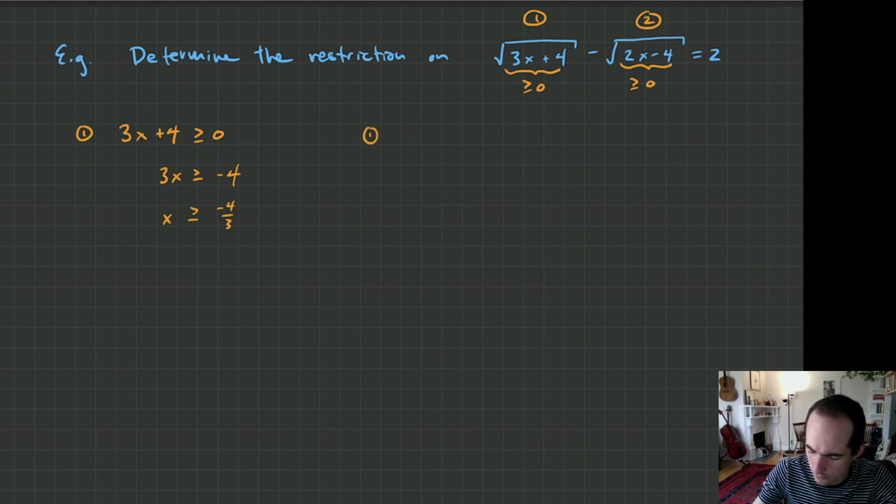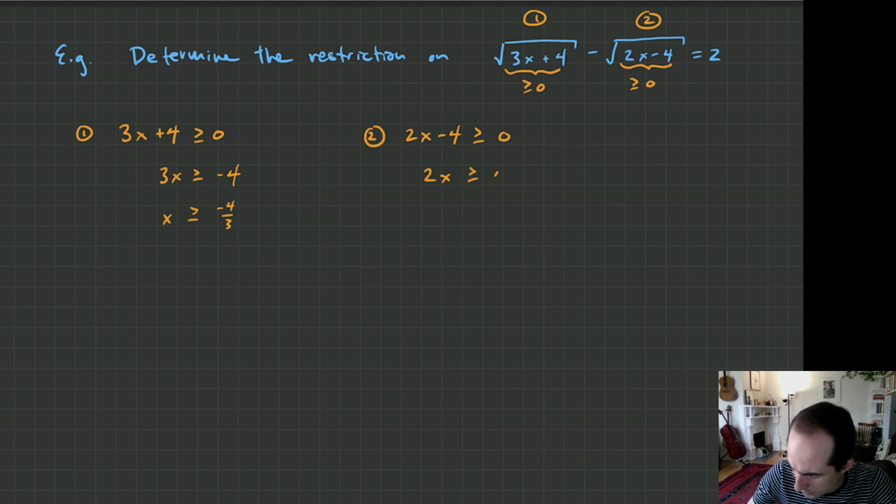And the second one, oops, that's also a 1. The second one is 2x minus 4 is greater than or equal to 0, and I'll quickly solve that one. I've got 2x is greater than or equal to positive 4, and therefore x must be greater than or equal to 2. Fantastic. Well, how do we deal with both of these inequalities?